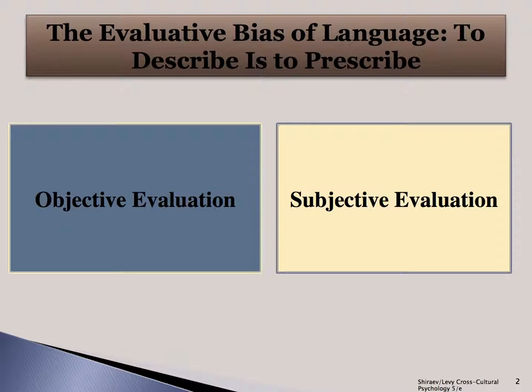This slide is looking at the evaluative bias of language, and we're looking in particular at objective evaluation and subjective evaluation. The distinction between objective description and subjective evaluation is very often unclear, and this is in large part because words both describe and evaluate. So whenever we describe something or someone, the words we use are almost invariably value-laden, and by this I mean that they reflect our own personal likes and dislikes. Therefore, our use of any particular term not only serves to describe, but also prescribe what is desirable or undesirable to us.